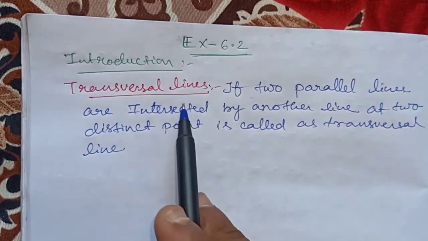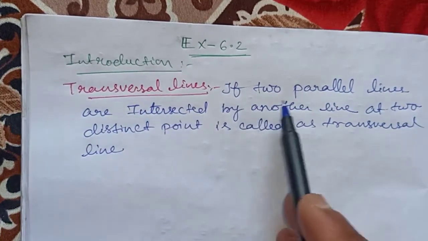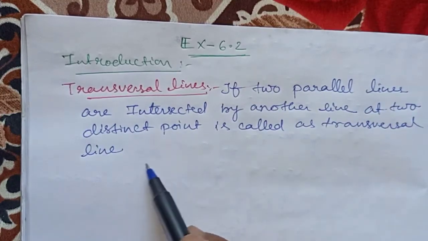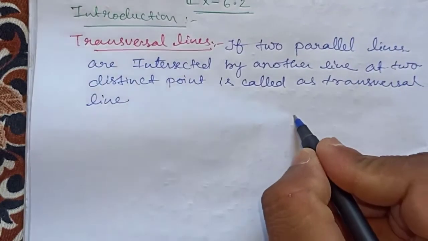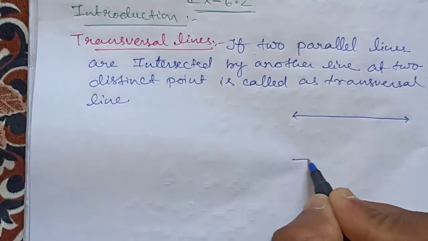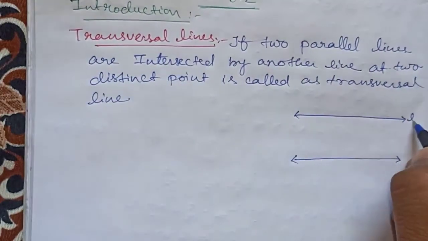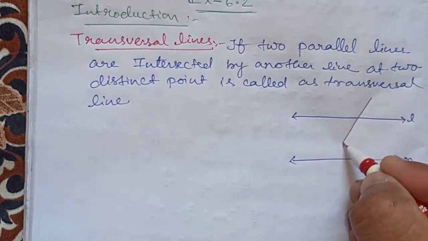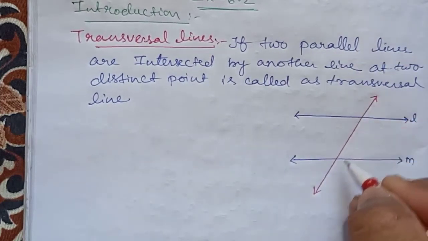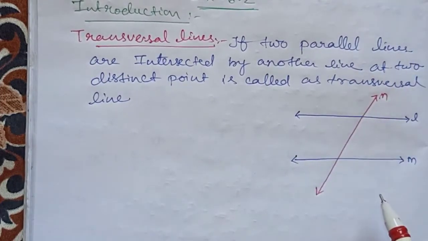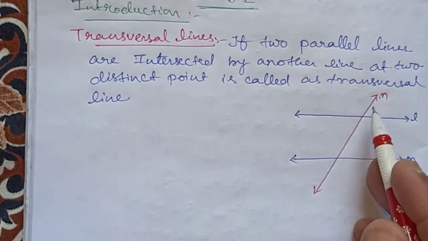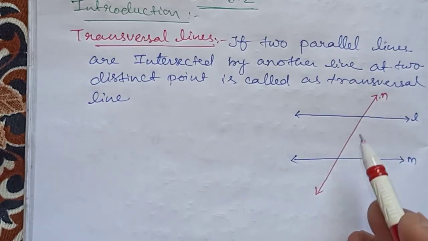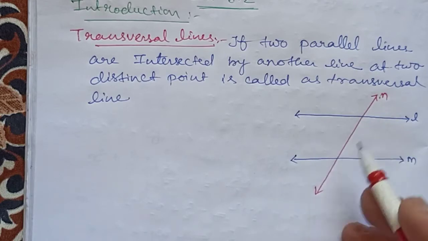Transversal lines. What is a transversal line? If two parallel lines are intersected by another line at two distinct points, that line is called a transversal line. Suppose these are the two parallel lines I am drawing here, L and M, and a third line intersects them, suppose N. So this is called a transversal line. Whenever two parallel lines are cut by another line, it is called a transversal line.